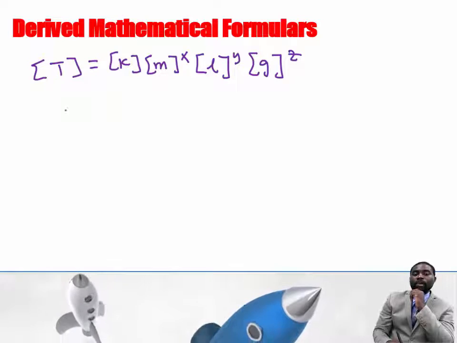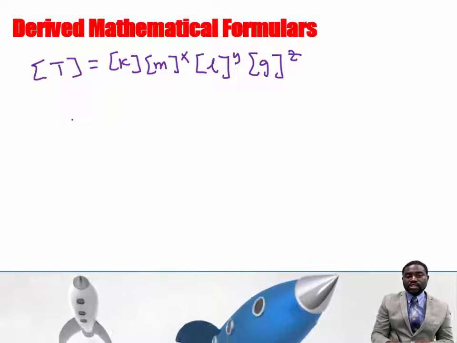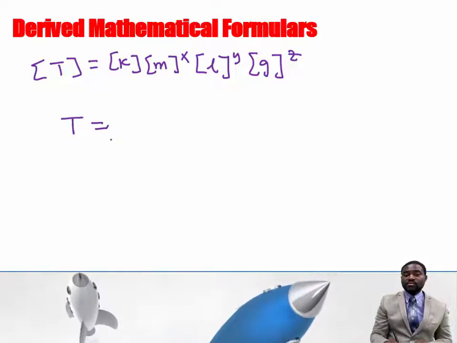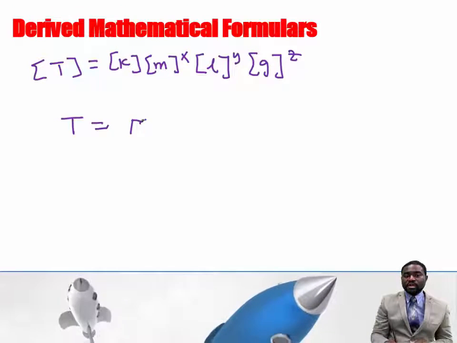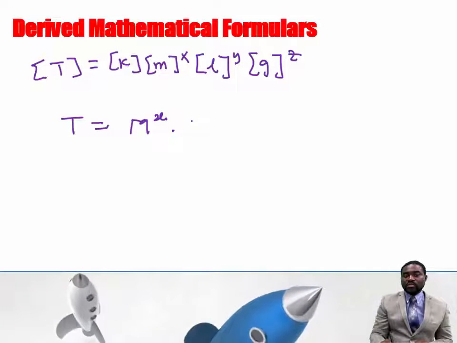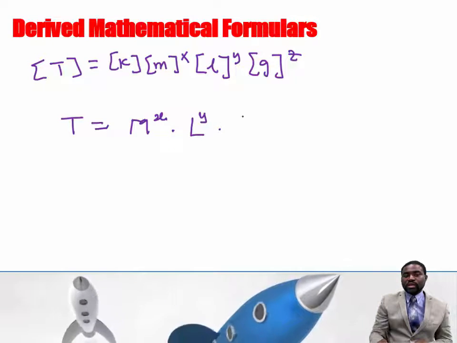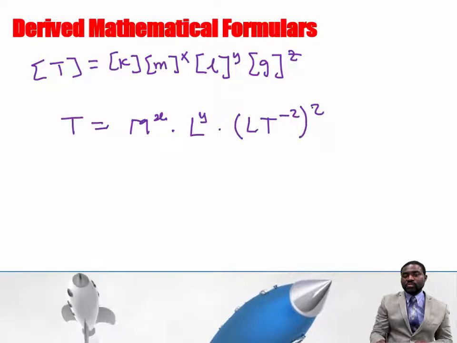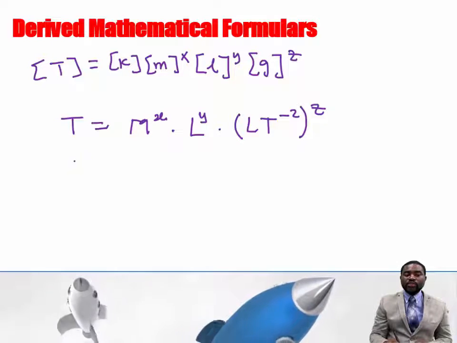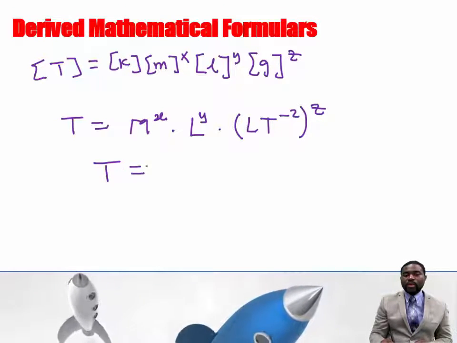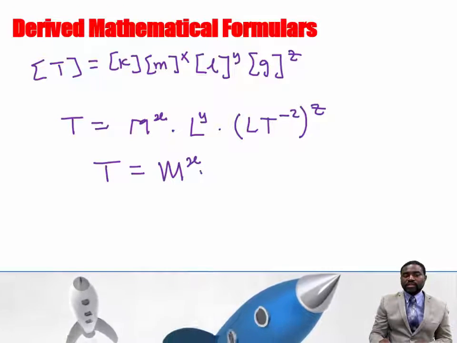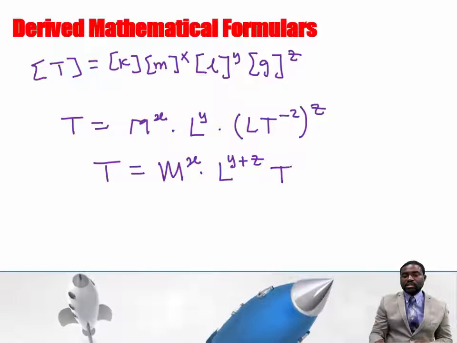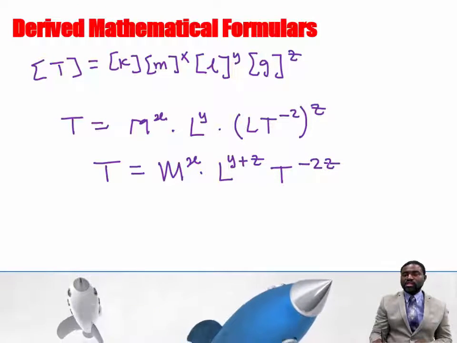Okay, good. So the dimension of T is capital T. This is a numerical constant, so the dimension is what? 1. The dimension of m is capital M, all raised to the power x. The dimension of L is capital L, all raised to the power y. And the dimensions of G is LT minus 2, all raised to the power z. We can further simplify this to be T equal to M raised to the power x, L raised to the power y plus z, and T raised to the power minus 2z.